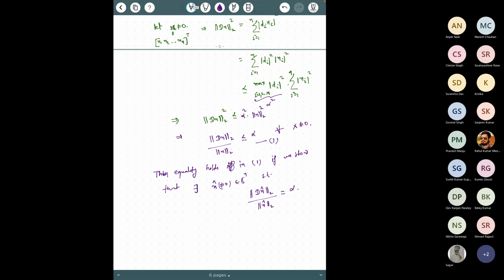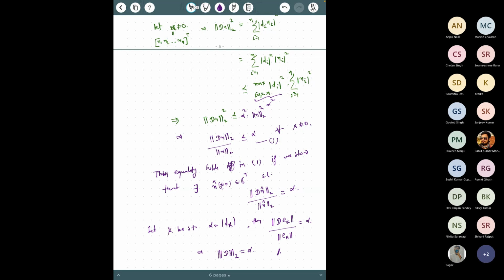So let's say ek. So let k be such that alpha is equal to dk, so that means the maximum over all these diagonal entries. So that maximum occurs at the kth diagonal. Then you can choose x hat as ek. Ek is the kth standard unit vector in Cn, and this ratio is just alpha. So this implies that the operator 2 norm of d is equal to alpha.